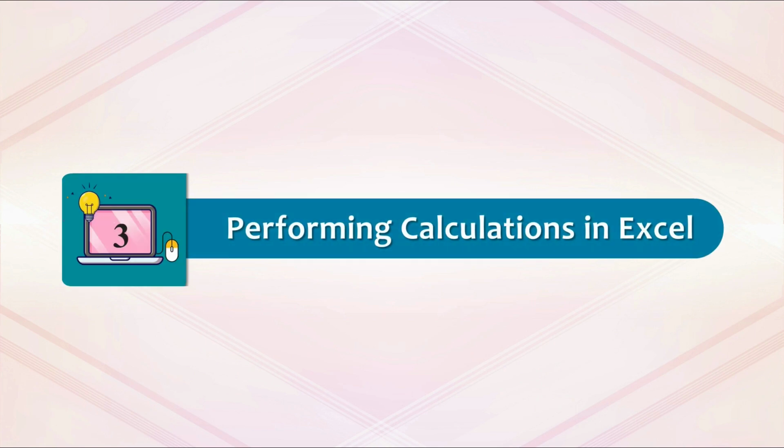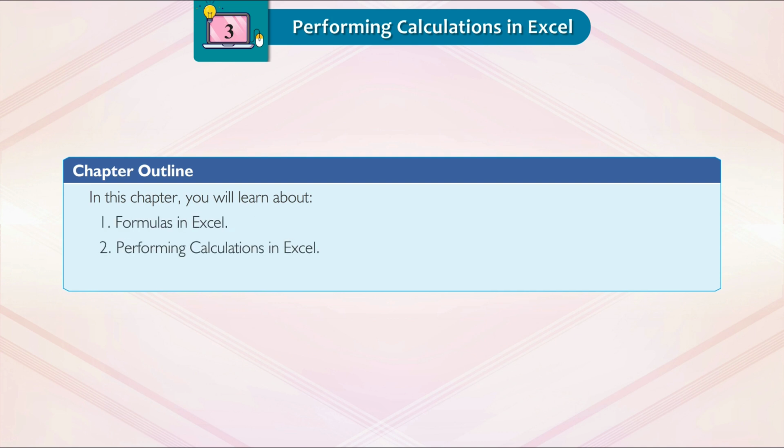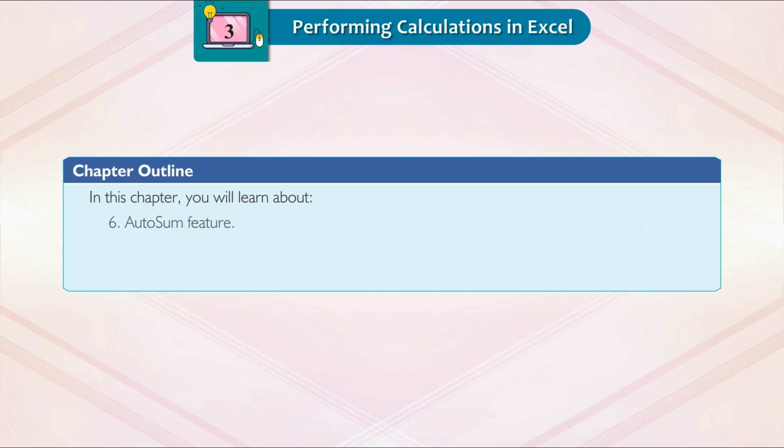Chapter 3: Performing Calculations in Excel. Chapter Outline. In this chapter, you will learn formulas in Excel, performing calculations in Excel, types of cell references, using cell references with multiple worksheets, functions in Excel, auto-sum feature, error results.